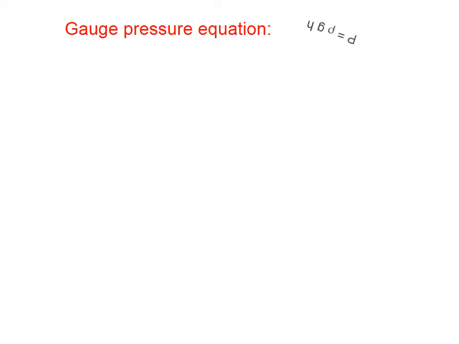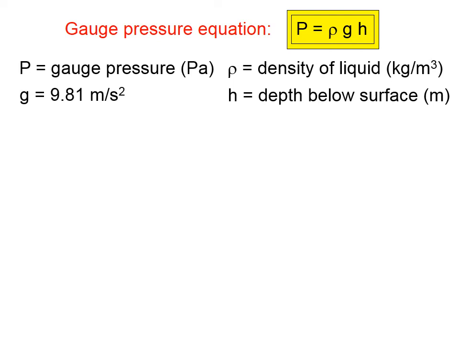First, we're going to define the gauge pressure. And the gauge pressure is the product of the density of the liquid, the acceleration due to gravity, which on Earth is going to be 9.81 meters per second squared, and how deep the object is below the surface. That's called the gauge pressure.